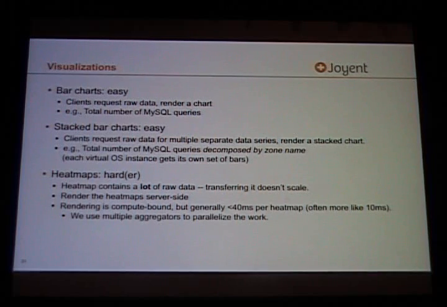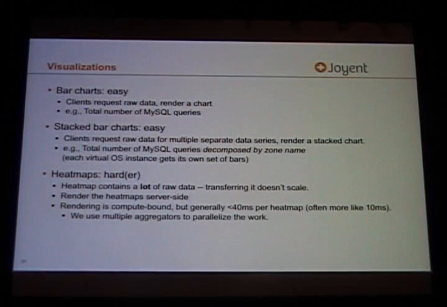Remember, we're doing this entire thing in Node, and Node is single-threaded. So if it takes, say, 100 milliseconds to render a heat map, that puts a pretty finite upper bound on how many requests per second you can serve. Actually, it's more like 10 milliseconds for a heat map. Requests can take up to 40 milliseconds because we have to massage the data before we do that. But we still need multiple aggregators in order to do this. So that's why we had that fleet of aggregators at the beginning, and that's how we parallelize this.